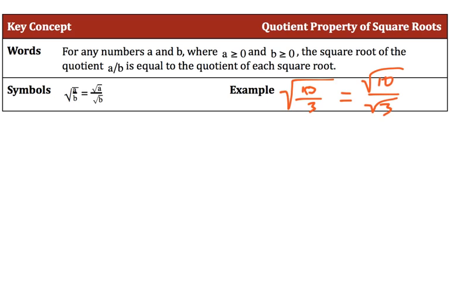Sorry about that. Now we have slightly different limitations on this. Where a is greater than or equal to 0, and actually I think that would be fine if it was 0, and where b is greater than 0, because you can't divide by 0. And then also these are all dealing with non-negative answers. So that is the quotient property of square roots.